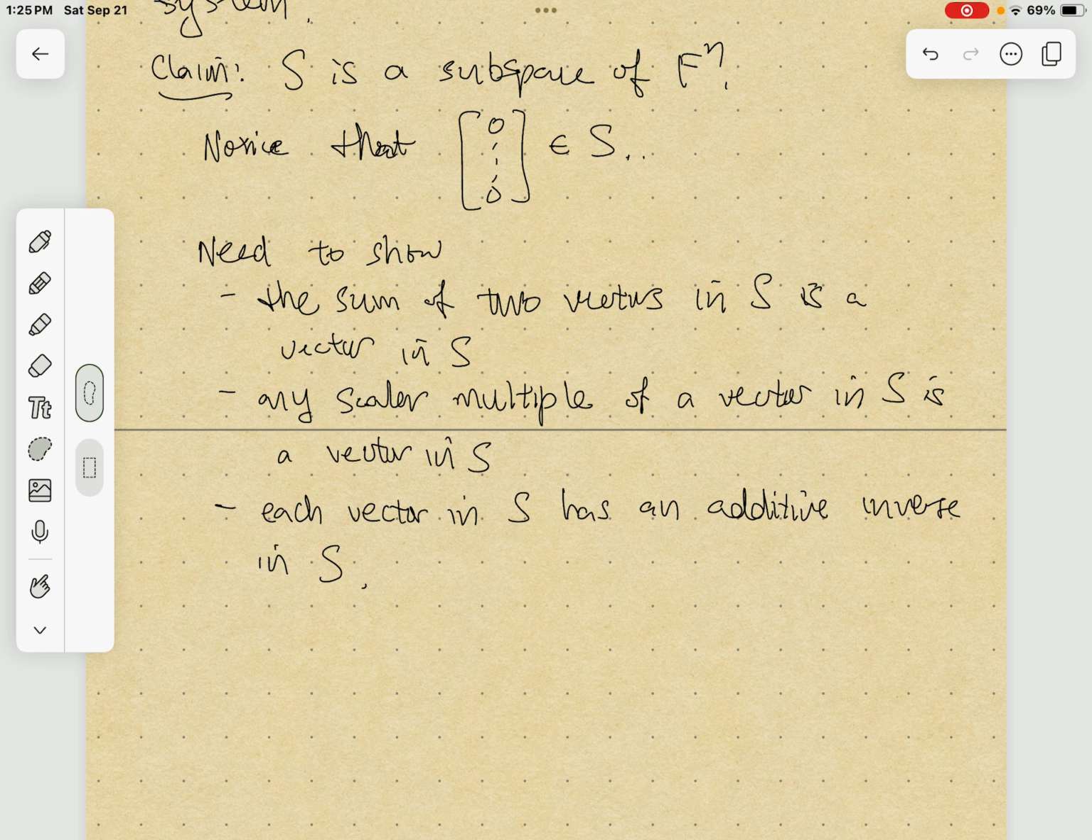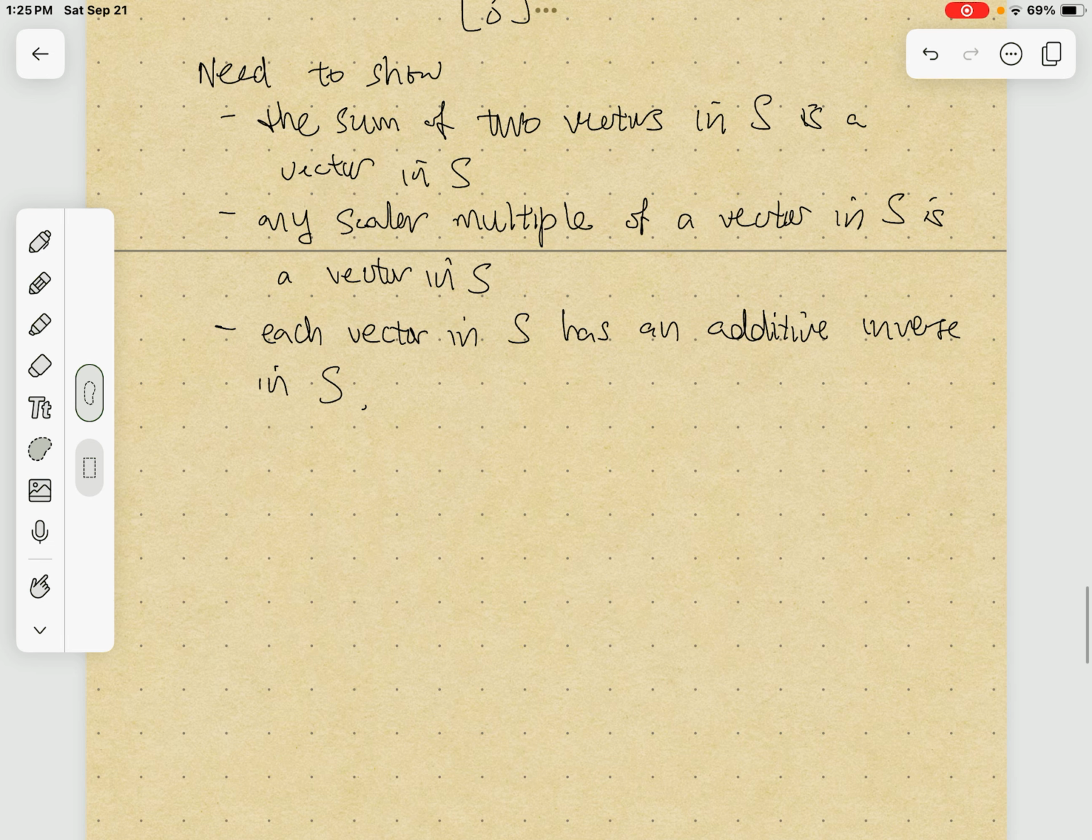Because we know that the sum of two vectors in S is in Fn. And we know that any scalar multiple of a vector in S is in Fn. And we know that each vector in S has an additive inverse in Fn. But that doesn't mean that S is a vector space. In order to be a vector space, these things need to be in S. Okay, let's try to show this.